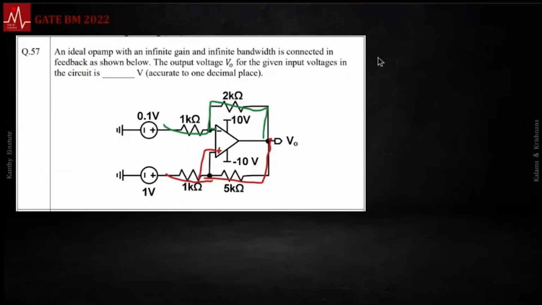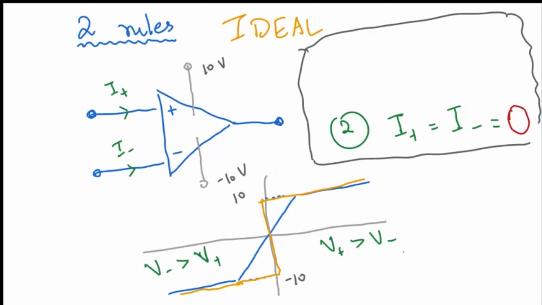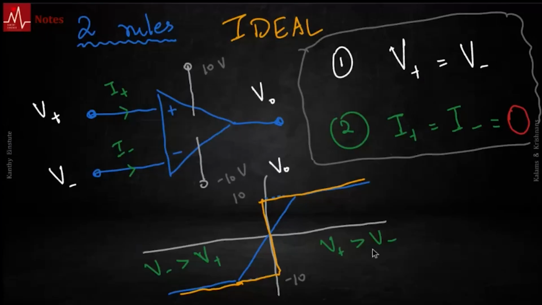Presume things are normal, solve for it. This is where there's a linear range. Otherwise, your output is the saturation value. This is not a normal op-amp. The linear range is in between the saturation values. So the output is either 10 or minus 10, for example. Then you're not in the linear range, and these rules don't apply.